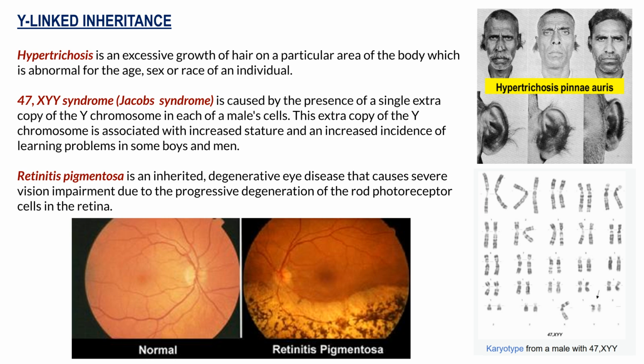Hypertrichosis involves excessive hair growth in certain areas of the body. 47,XYY syndrome, also called Jacobs syndrome, results from an extra Y chromosome and may be associated with increased stature and learning challenges. Some inherited eye conditions, such as certain forms of retinitis pigmentosa, have also been linked to Y chromosome genes.